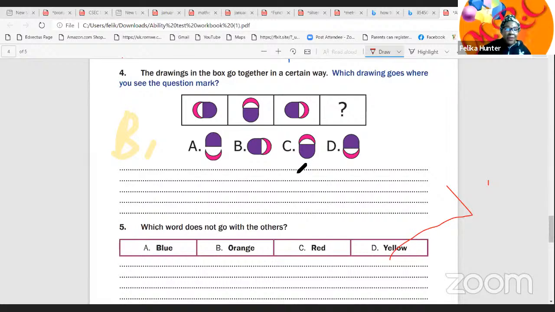But I'm going to read for you. Let me come to what Nelia says. Nelia says the drawings are moving clockwise. The first one is showing 3 o'clock on the semicircle. So Nelia says here, on this semicircle, this is a semicircle, it is showing 3 o'clock.